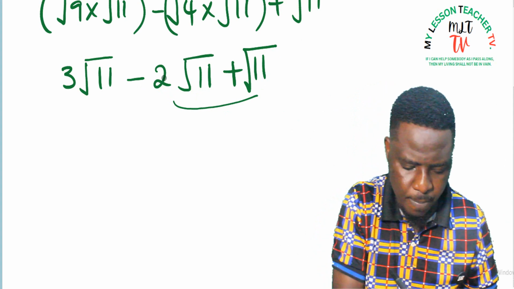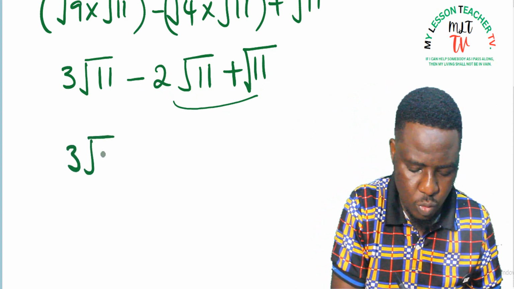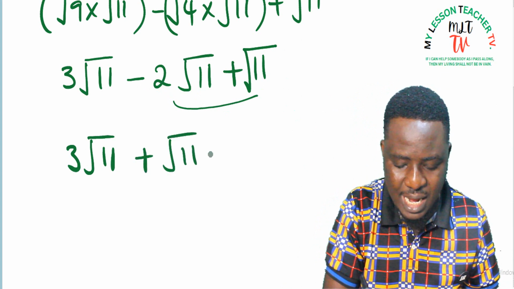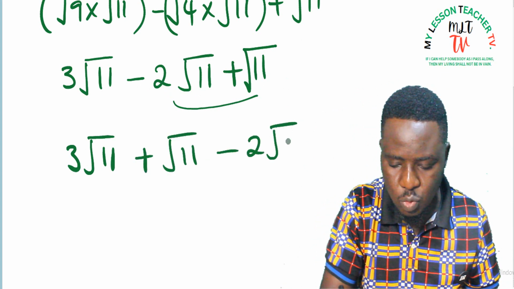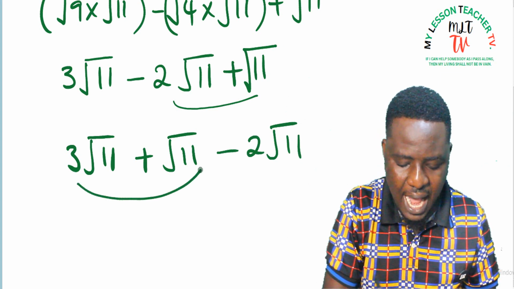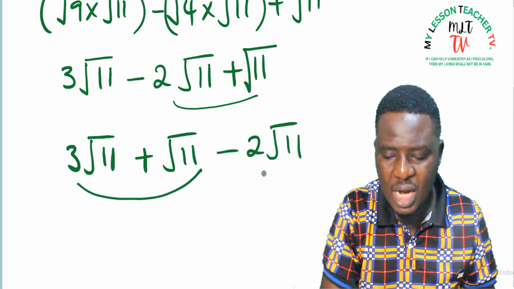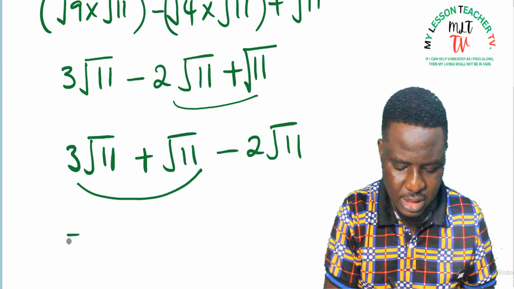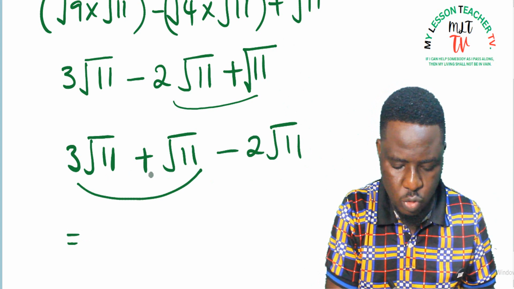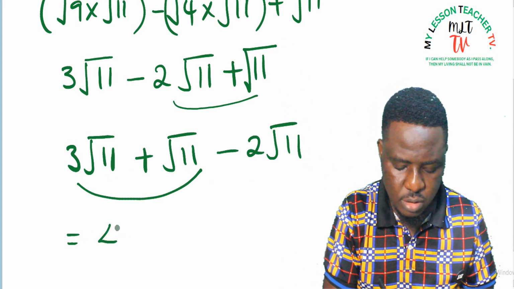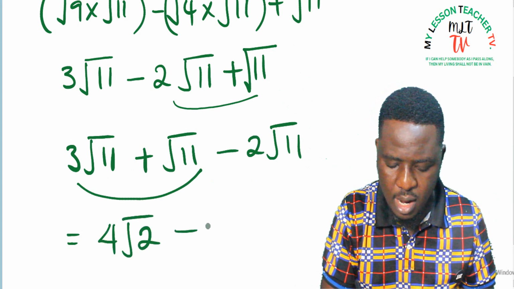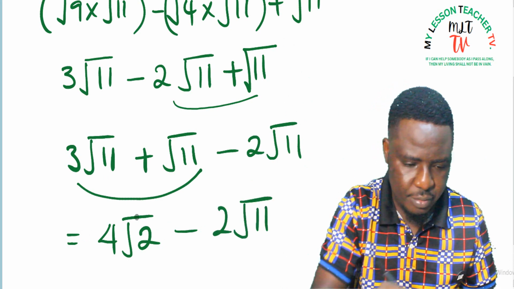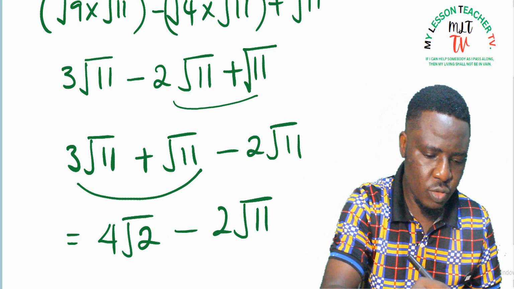Rather, you rearrange, and this becomes 3 root 11. Bringing the positive forward, it becomes plus root 11 and minus 2 root 11. So you can then add these two before you subtract 2 root 11 from the answer. So this is going to give us 3 root 11 plus 1 root 11 is 4 root 11. And 4 root 11 minus 2 root 11 is 2 root 11.